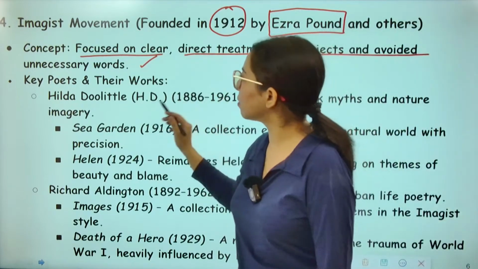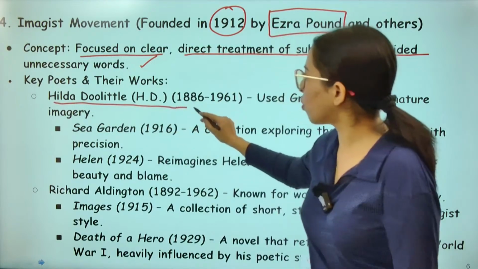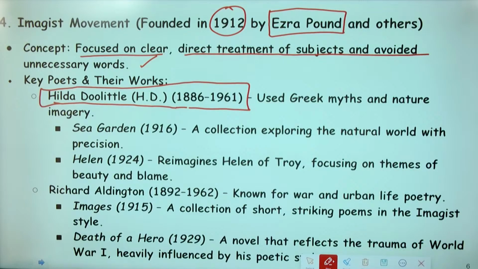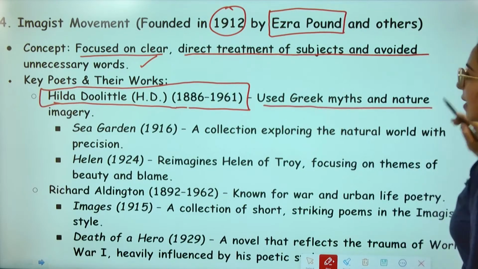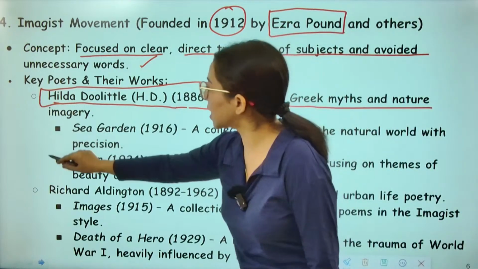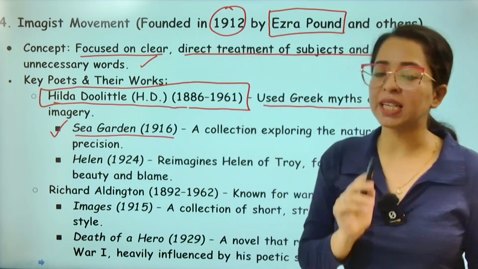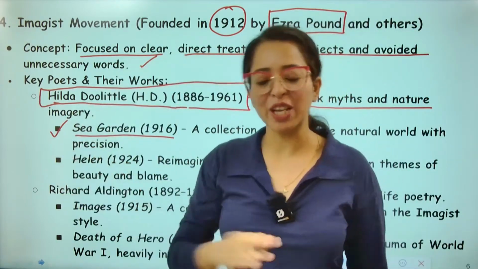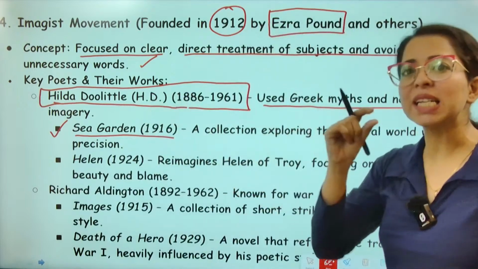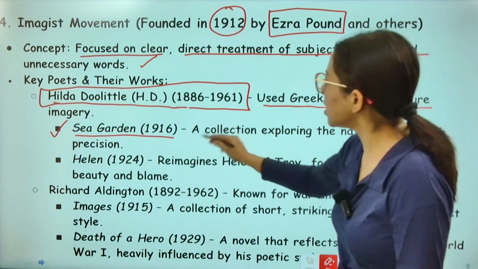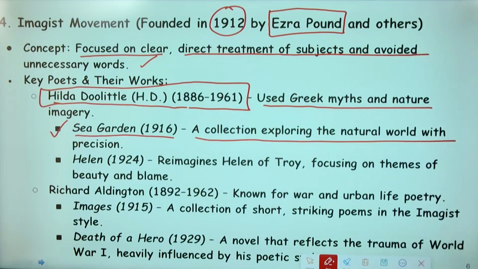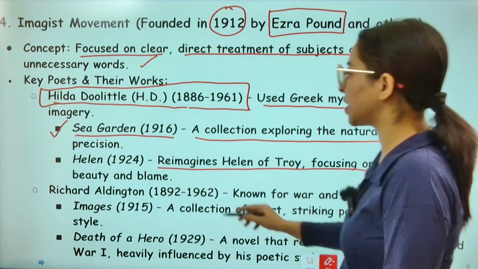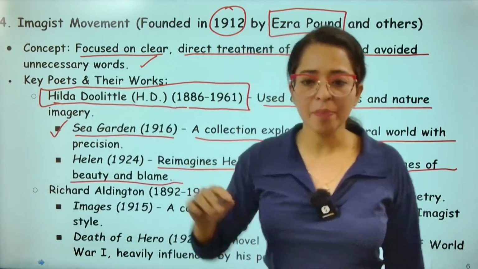Key poets and their works. Hilda Doolittle was a key poet of Imagism, she was writing a lot of Imagist poems. Used Greek myths and nature imagery. इनके कौन से works हैं Hilda Doolittle के? Sea Garden, Imagist poet है, याद रखना. Sea Garden, 1916. Can you imagine a sea with a garden? So that was a very concise image that they used to have. This was a collection exploring the natural world with precision. Helen reimagines Helen of Troy, focusing on themes of beauty and blame. So we all know Helen of the Trojan War, and this was it.